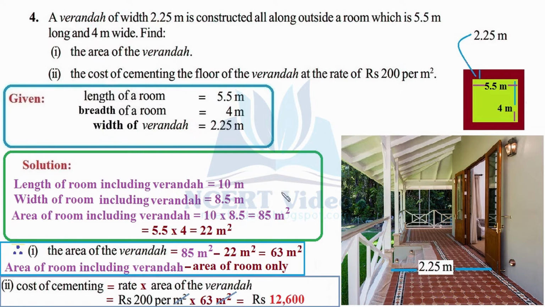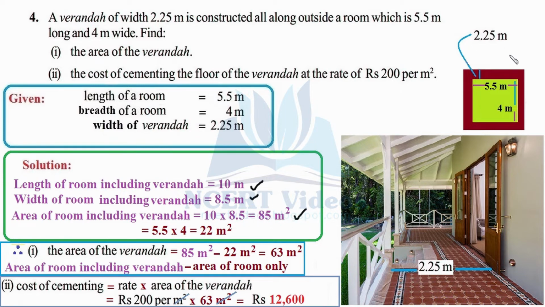So you get 8.5 meter. This is how you get dimensions including veranda: that is 10 meter and 8.5 meter. Now we have these dimensions, it's just a matter of multiplying now. So 10 into 8.5 is simple: 850, and attach one decimal. That is 85 meters square.